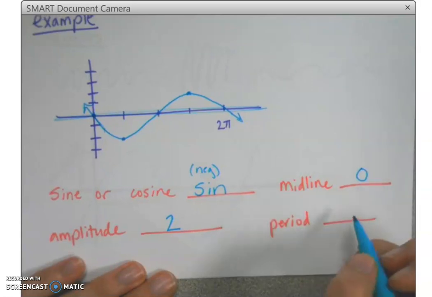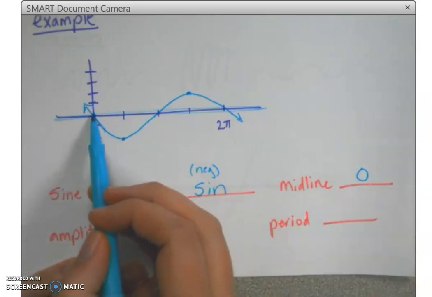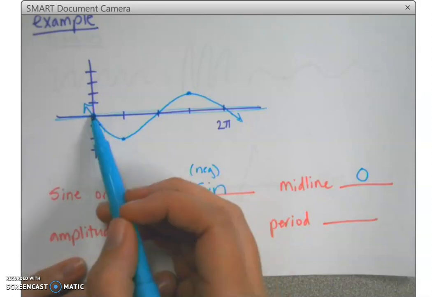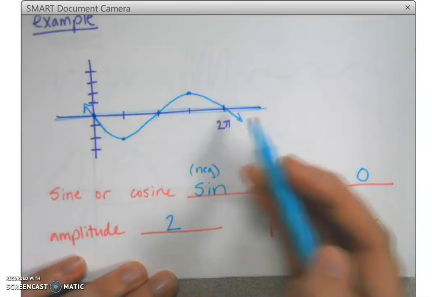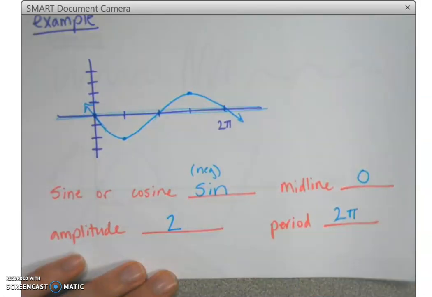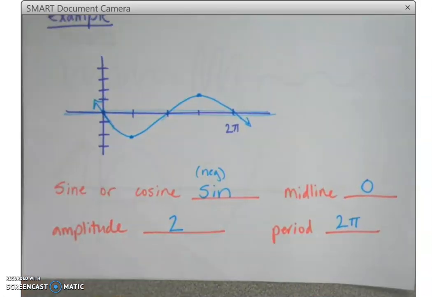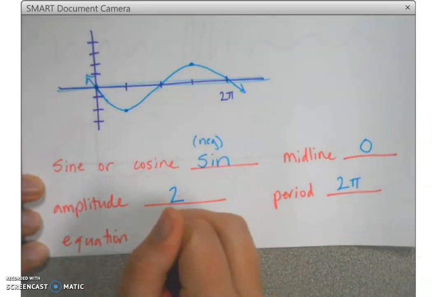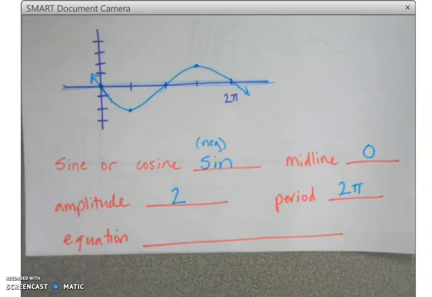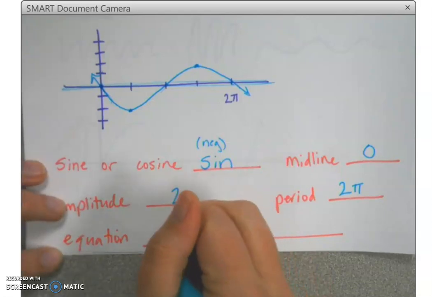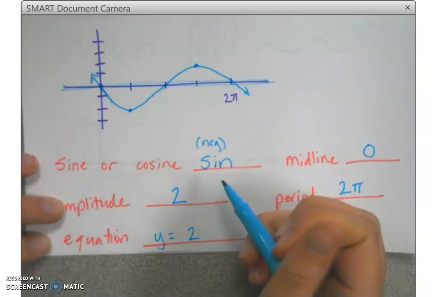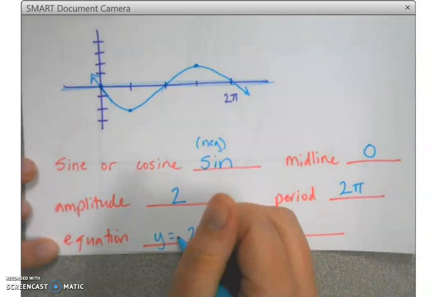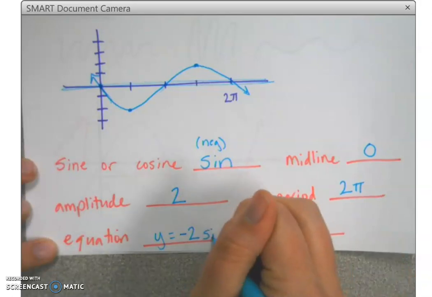So my period would be where it repeats. I'm here going down, at the x-axis going down. So when do I hit the x-axis going down again? 2 pi. Just so you know, 2 pi is your period a lot. I do want to also give you practice writing the equation, so I'm going to do that with this one. So my amplitude is 2, so we got y equals 2. It was a negative sine graph, which means the negative actually goes out front and then sine.